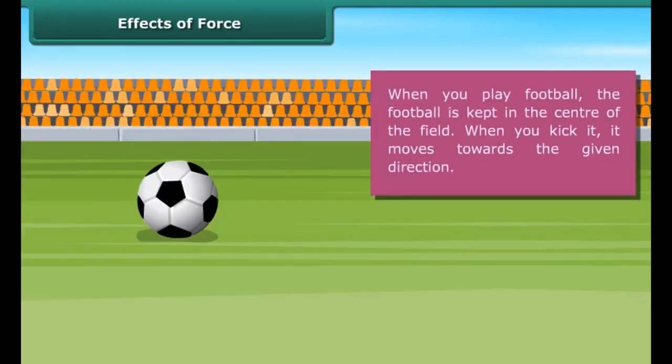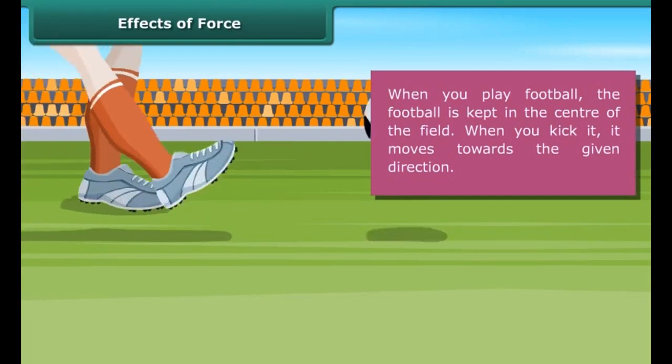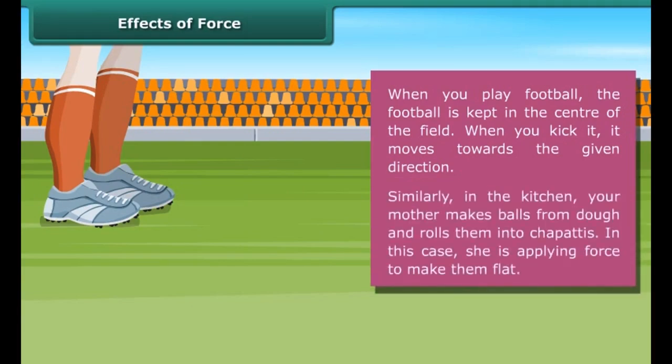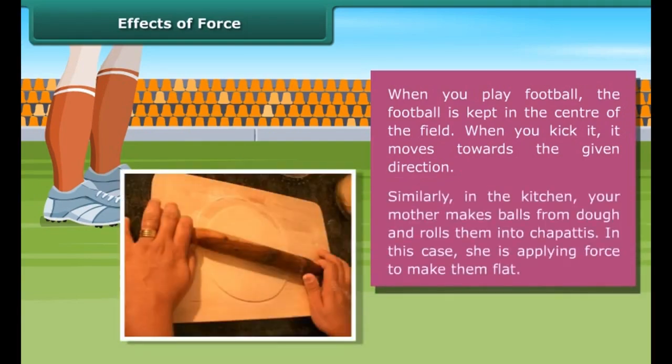When you play football, the football is kept in the center of the field. When you kick it, it moves towards the given direction. Similarly, in the kitchen, your mother makes balls from dough and rolls them into chapatis. In this case, she is applying force to make them flat.